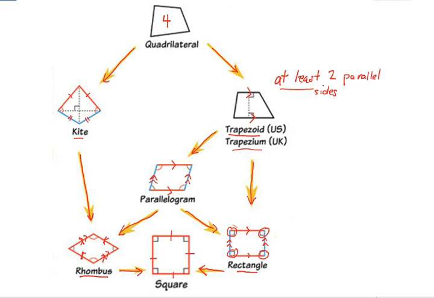And finally, there's an arrow going from the rhombus to the square. Again, if we think of the definition of a rhombus as having four equal sides, the square also has four equal sides. It's a special type of rhombus. So there's our quadrilateral family tree and how all the shapes are related to each other.